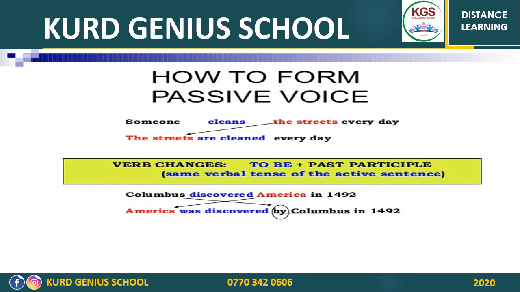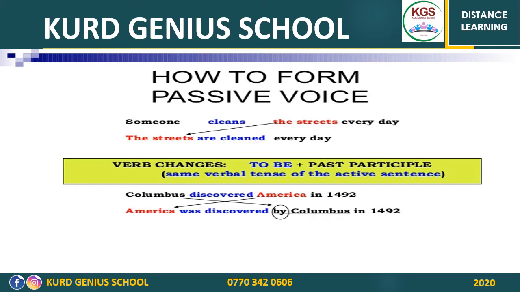Because it's the object, and I said before, when we make passive sentences, you have to put the object at the beginning of the passive sentence. So as you can see here, we put the streets at the beginning. The streets is not singular, here it is plural. And the tense of the active sentence is present simple. So you have to use are, and we change the form of the verb to the past participle.